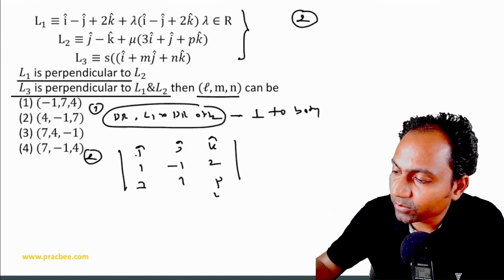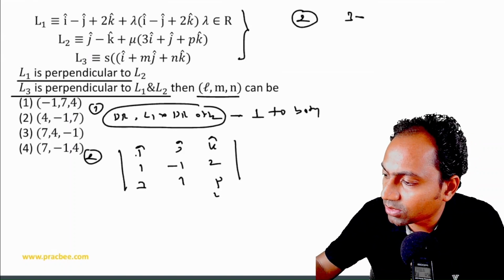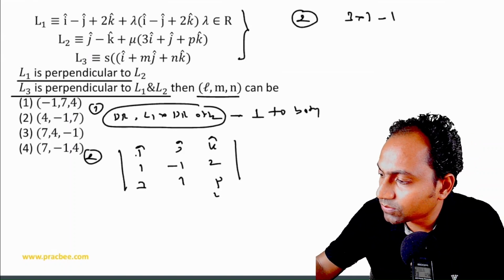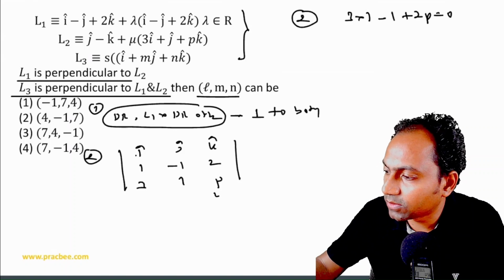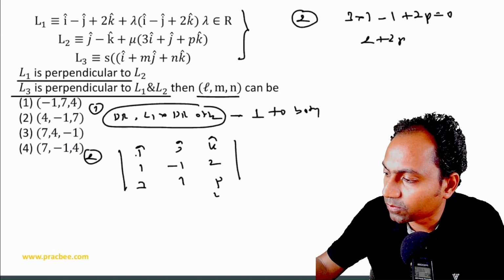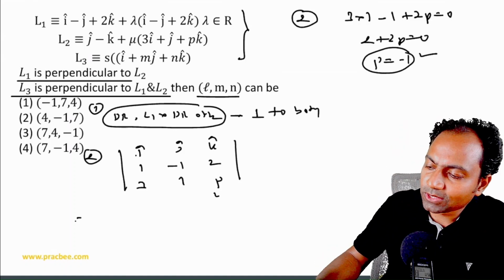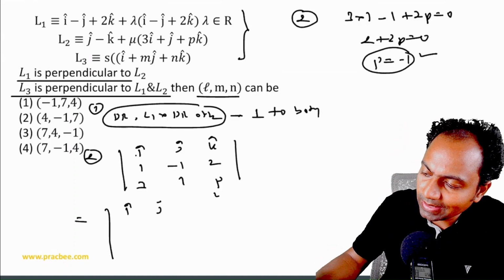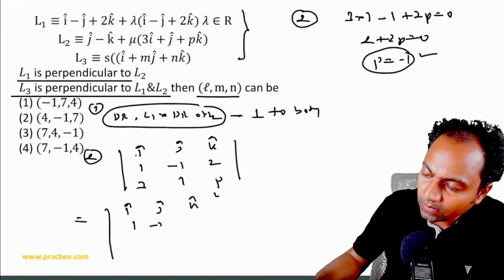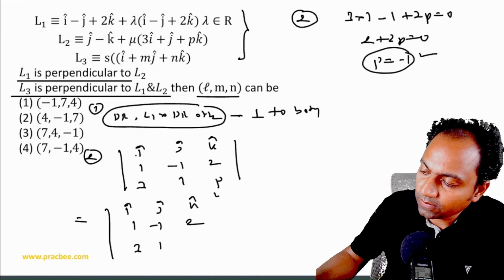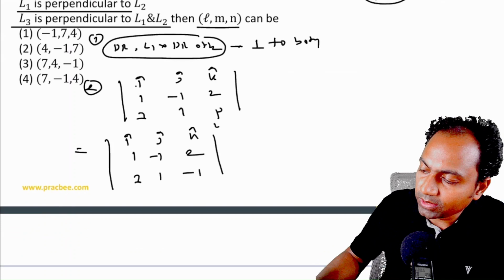So if I take the dot product of their direction ratios, so 3 into 1 minus 1 plus 2p, this should be equal to 0. So this is nothing but 2 plus 2p is equal to 0. The value of p comes out to be minus 1. If I put minus 1 here, I should get my answer. So i, j, k, 1, minus 1, 2, 3, 1, minus 1. Let us open it out and get our answer.